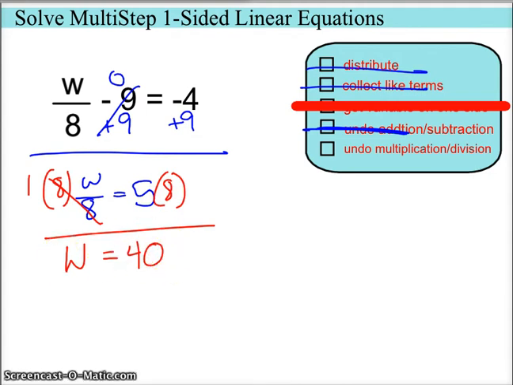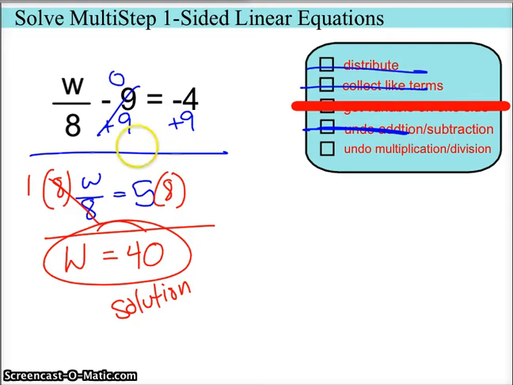So there is our solution right there. Our unknown value has a value of 40 to make the statement true. If we look at this and make this w into a 40, we would have 40 divided by 8, which is 5, and 5 minus 9 gives us negative 4, so it works out.